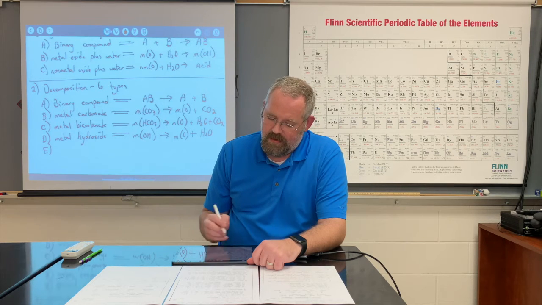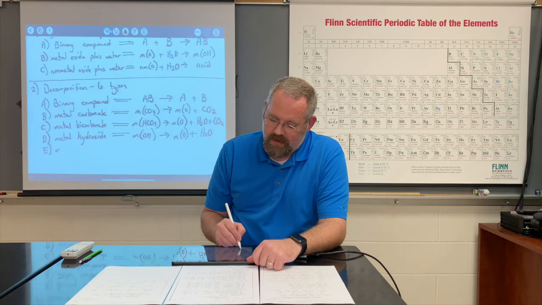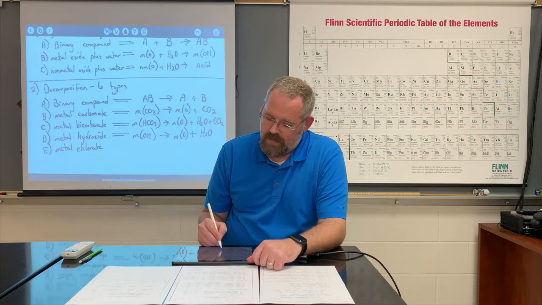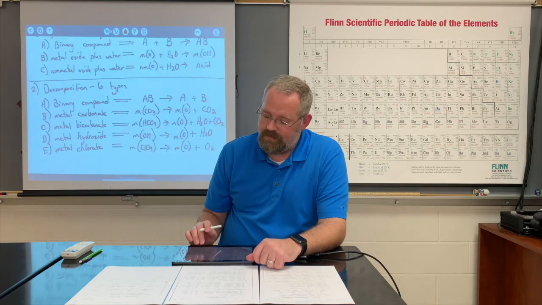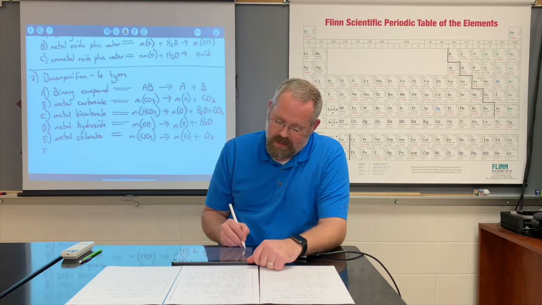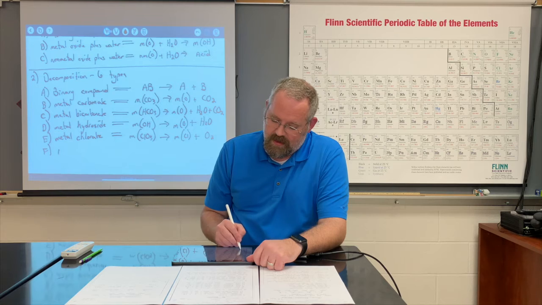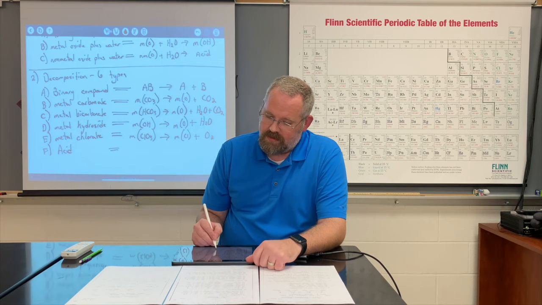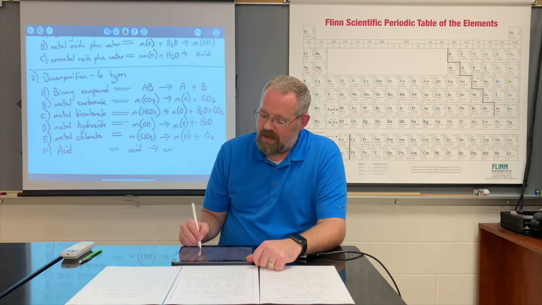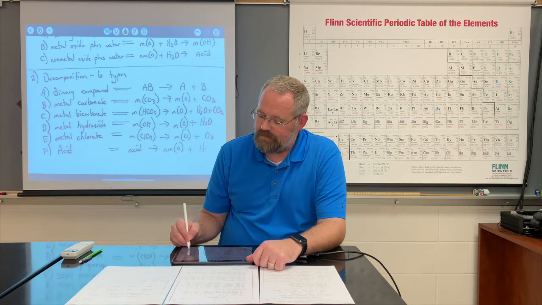The fifth type, we're going to do a metal chlorate, and a metal chlorate, ClO3, is going to decompose into a metal chloride plus oxygen. And our last type is going to be the opposite of synthesis type 3: an oxyacid or polyatomic acid is going to decompose into a non-metal oxide plus water.